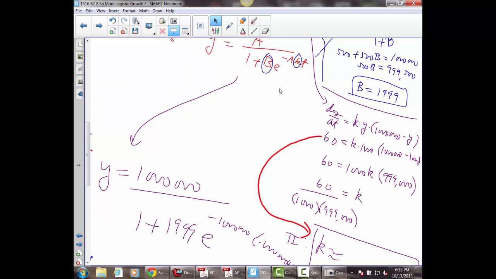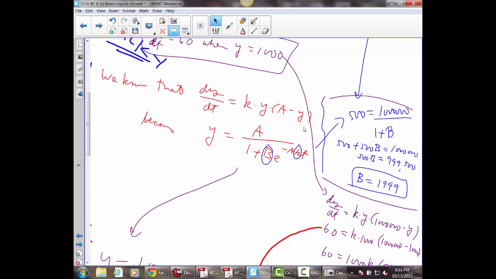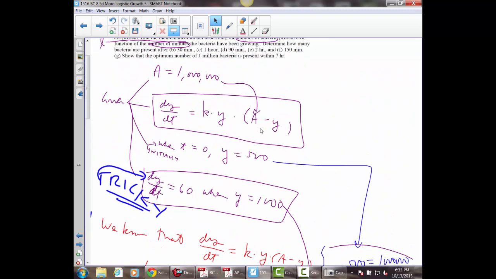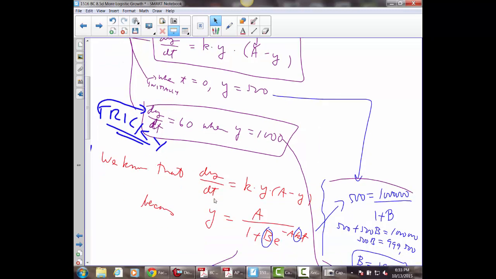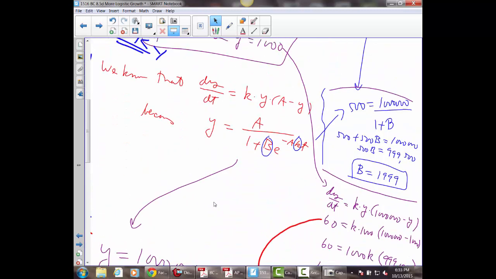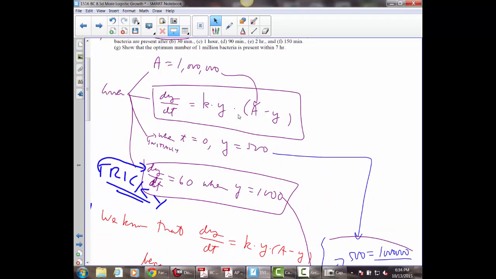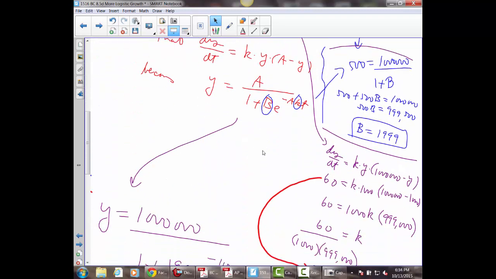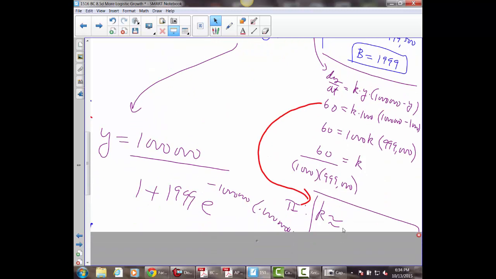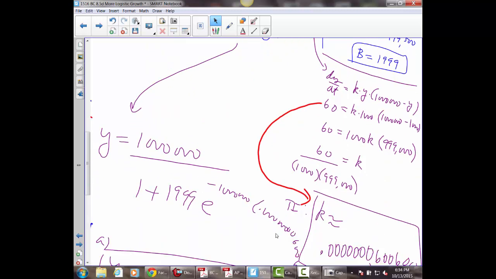And again, we place our a by 1 million. And now we're looking for k. Now, the way to find k, they didn't give us another condition where when t equals this, y equals that. But what they did say, when y is 1,000, dy/dt is 60. So I go back to my original dy/dt equals k times y times (a minus y). And I go, okay, dy/dt is 60 when y is 1,000. And that will give you the value of k, and then you'll come over here and replace the k.